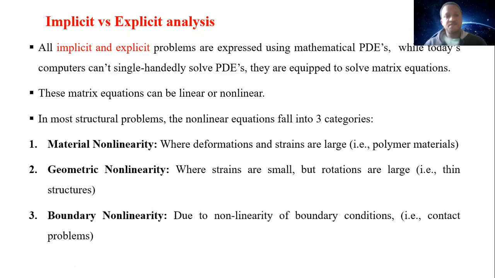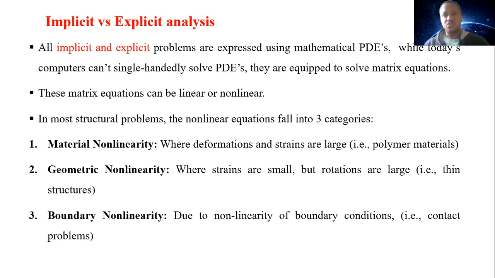In the case of material nonlinearity, deformations and strains are very large. For example, we can take polymer materials like rubbers. In the case of geometric nonlinearity, strains are small, but rotations are large. For example, thin structures. And boundary nonlinearity is due to nonlinearity of the boundary conditions. This can be easily expressed in terms of contact problems.